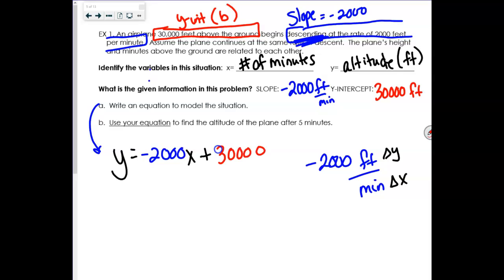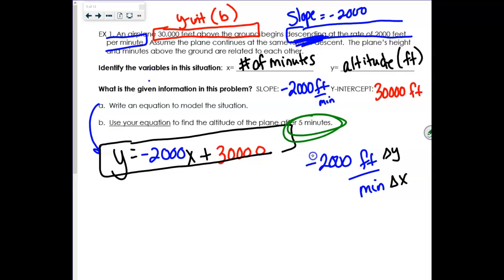30,000. So there's your equation. And now, what good is an equation if we're not going to use it? So take your equation and find the altitude of the plane after 5 minutes. So remember, minutes is the x value. So they want you to plug in x equals 5 into your equation. This could be on your home screen of your calculator, or you can use the old noggin today.